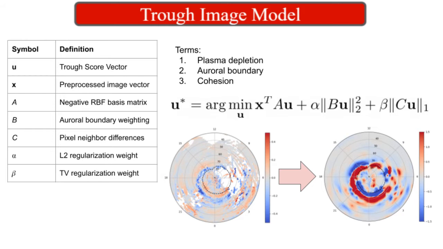There are three aspects of the trough that are captured by the model. 1. The trough affects all nearby pixels in the pre-processed image vector. For a pixel to be classified as trough, there should be a negative neighborhood around the corresponding pixel in the pre-processed image vector. 2. The trough should form equatorward of the auroral oval. The model should generally not assign a high score to pixels that are far from the auroral boundary. 3. The trough should form cohesive regions rather than being scattered across the image. These three characteristics of the trough are modeled by the three terms of the objective function.